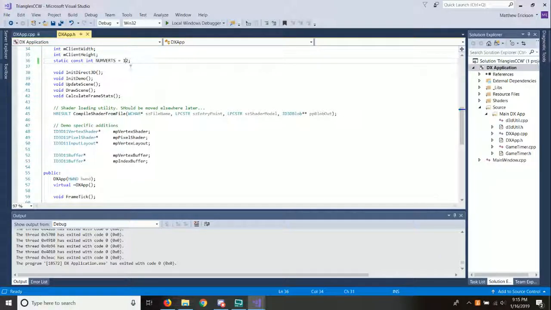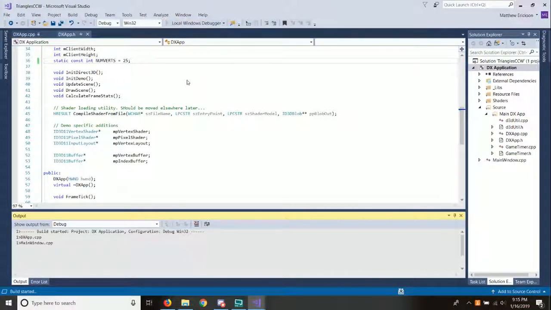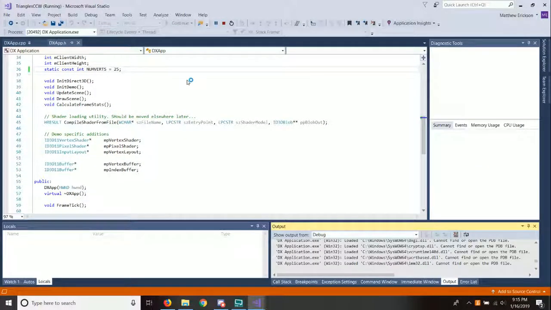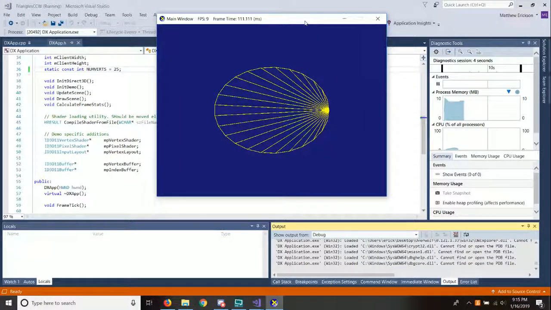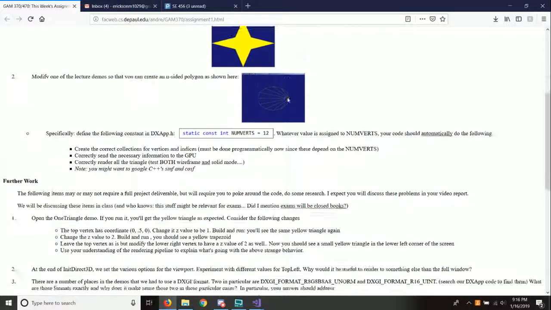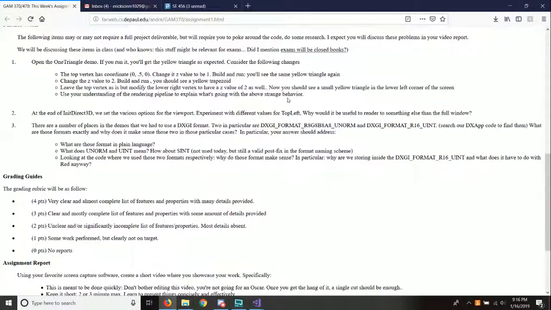That was running with 12 vertices, and we can run it with 25 just to show that changing that value does work. While this is coming up, there it is. As you can see, it runs just fine. So now we can take a look at the further work that we had to talk about.